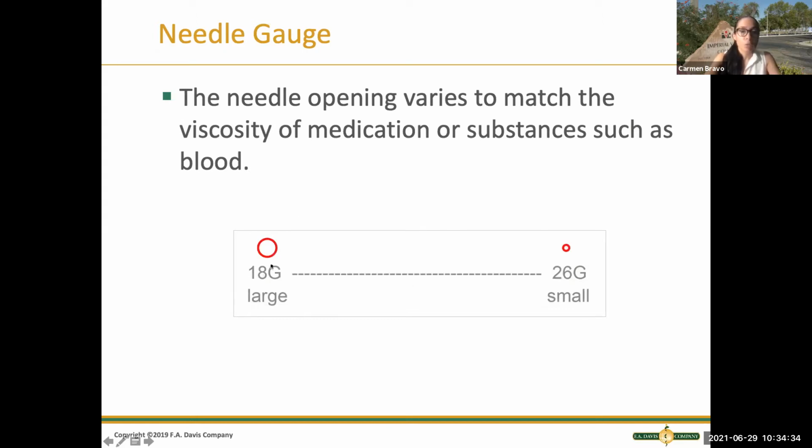And like I said, we use bigger gauges for medications that are very viscous, very thick, and blood also. And then we use the small gauges for something quick, or babies, pediatric patients, probably. So the thing here is that the smaller the gauge number, the bigger the diameter will be. And the bigger the gauge number, the smaller the diameter will be. Okay, so they're kind of opposite.